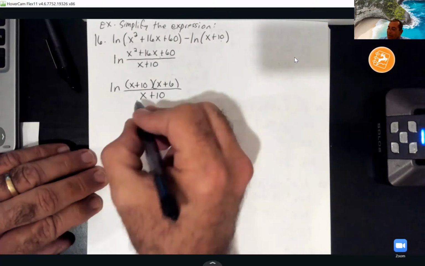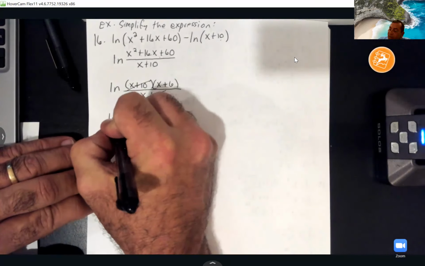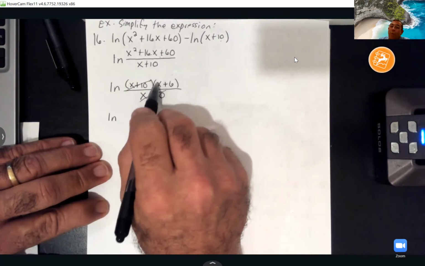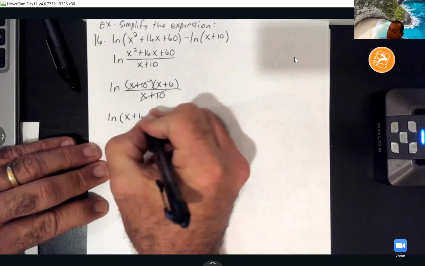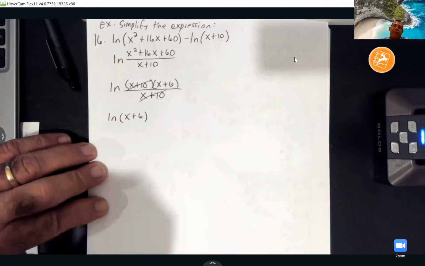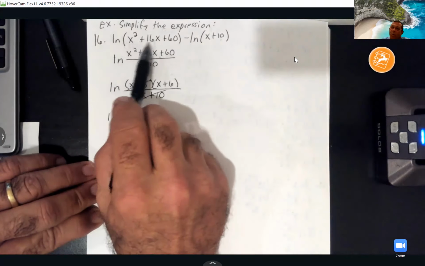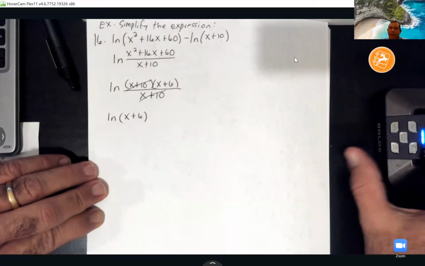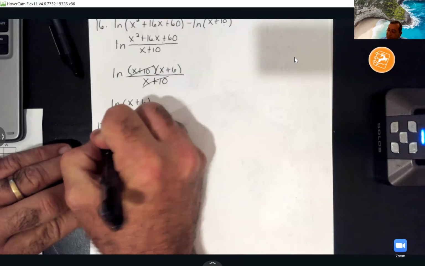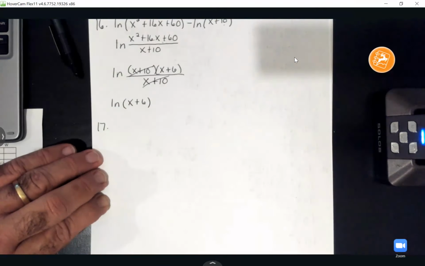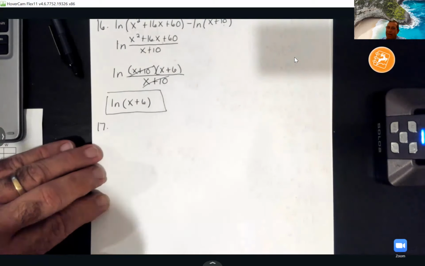So look at that, y'all. The x plus 10s will cancel. So your final answer, on 16, you have to leave that x plus 6. You have to leave that one in parentheses. So y'all, for 16, the trick is just going to be factoring the top, okay? Now 17 is going to be really similar. So that ln of x plus 6 is what you'd put in. That's the final answer. Okay, that's what I would put in right there. And please use parentheses on it, okay?